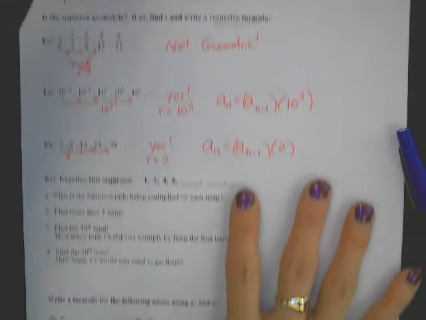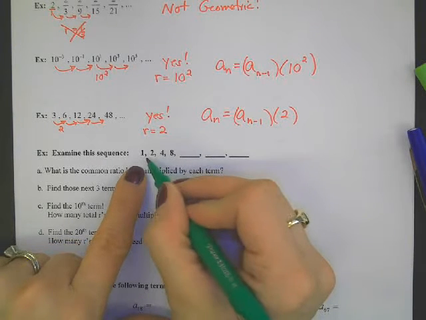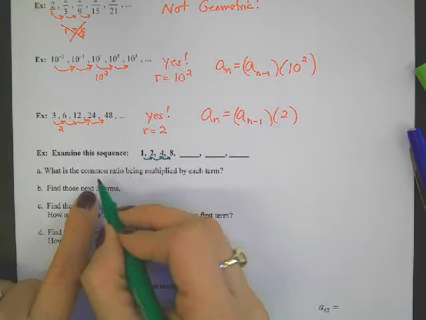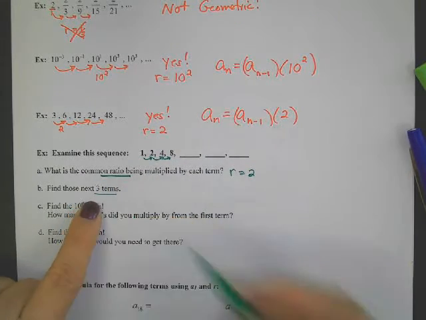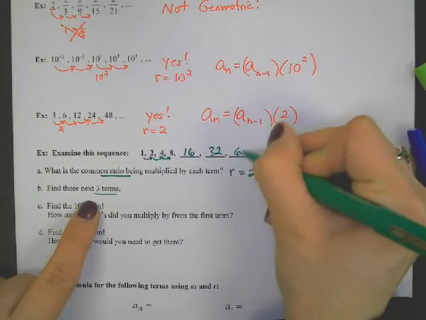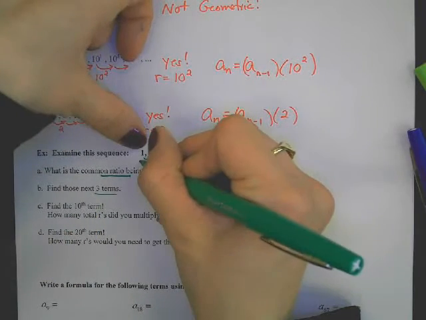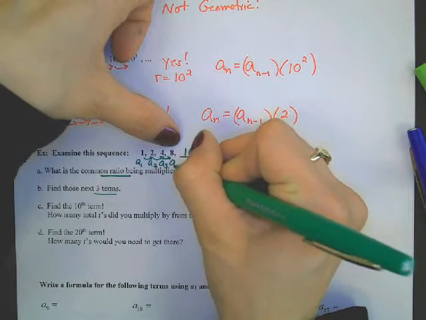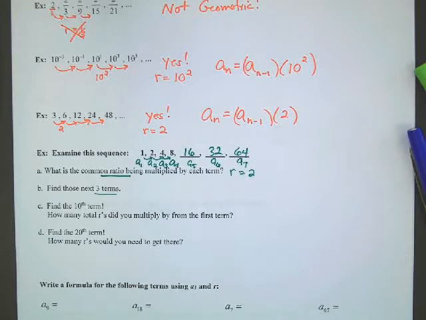Okay, let's examine this right here. This is a geometric sequence, 1 times 2, 2 times 2, 4 times 2. Okay, so what's the common ratio? R equals 2. Okay, let's find the next 3 terms. Let's keep going. 8 times 2 times 2 times 2. Sometimes it helps to label this. Whenever I have a sequence, this is A number 1, A number 2, A number 3, A number 4, A sub 5, the 6th term, there's the 7th term.